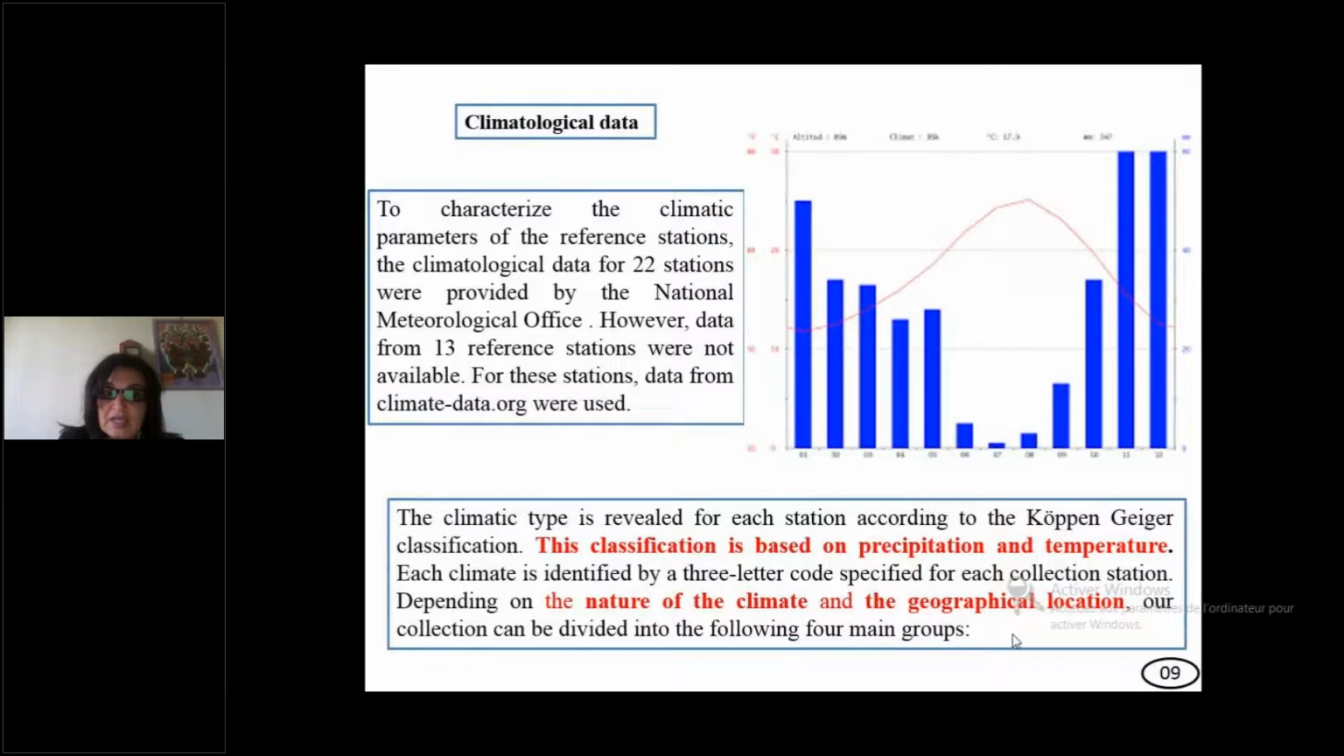The climatic type is determined for each station according to the Köppen-Geiger classification. This classification is based on precipitation and temperature. Each climate is identified by a 3-letter code specified for each collection station, depending on the nature of the climate and the geographical location. Our collection can be divided into the following 4 main groups.